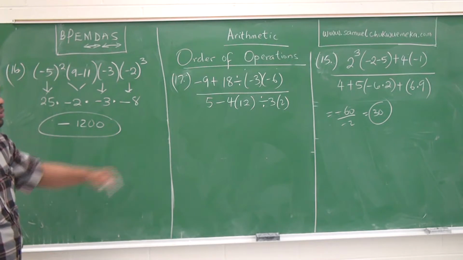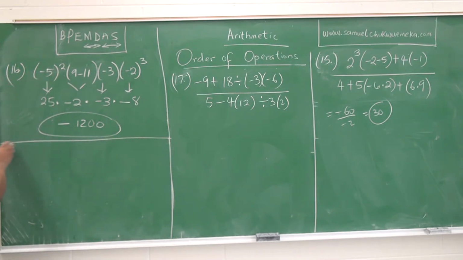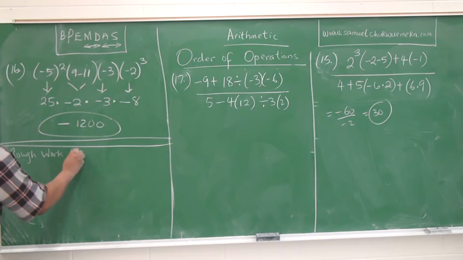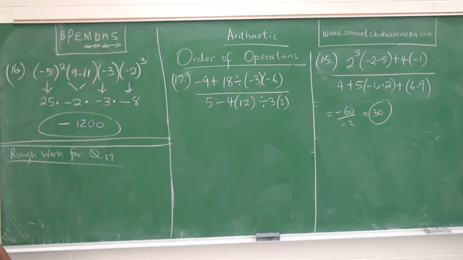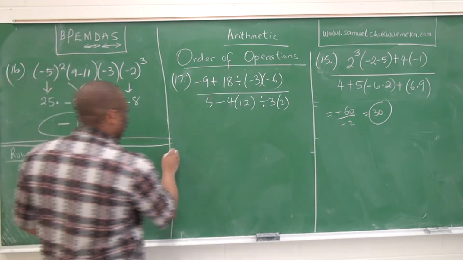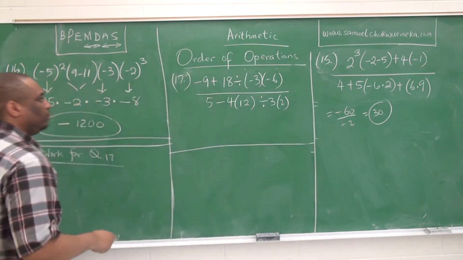You know, this space will not be enough for me. Let me just underline these double lines and then do the rough work for question 17. So let's do the numerator here, and then we can do the denominator here, and then we'll find the answer.